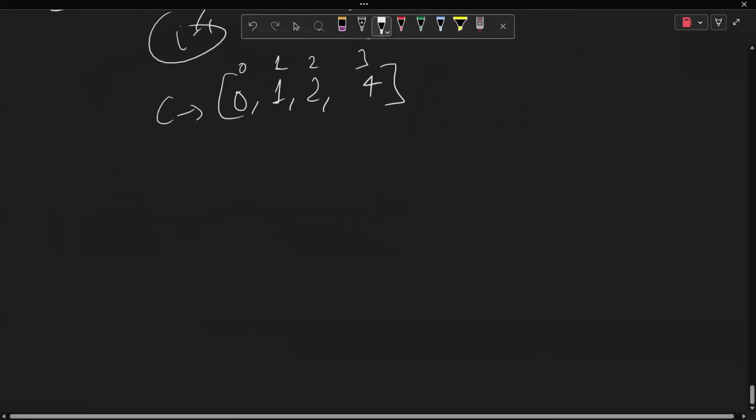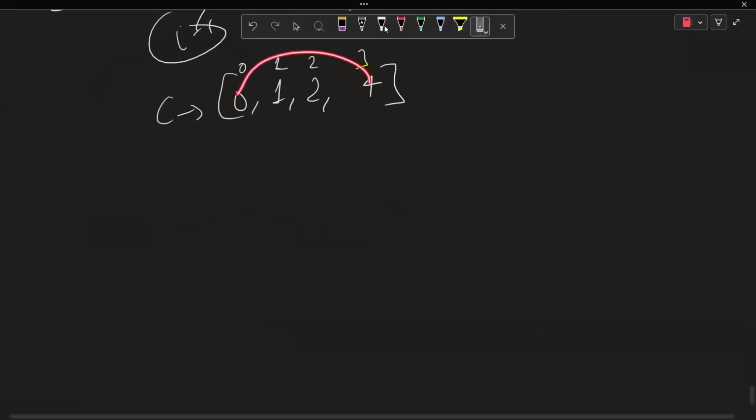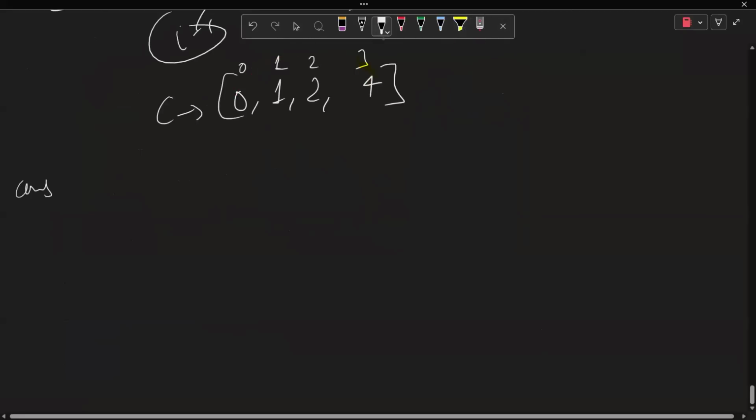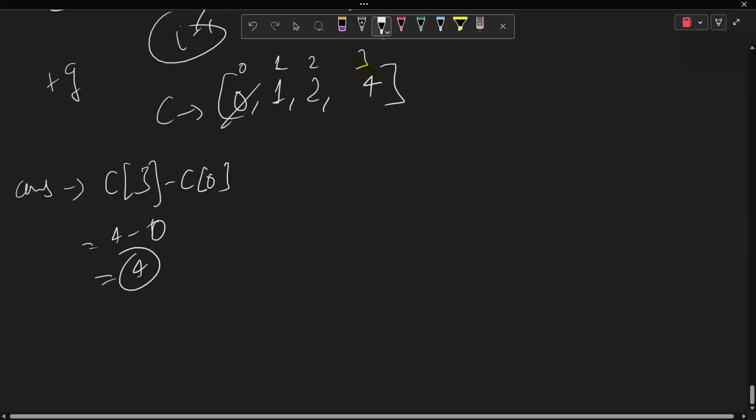So my first answer was 4 minus 0. So the initial answer in the answer array, I stored C of n minus 1, which is C3 minus C0. Okay, so it was 4 minus 0, which was 4. Now once I rotate this 0 and make it, I would add a plus g to this. So once I add a plus 5, let's assume my g was 5 here.